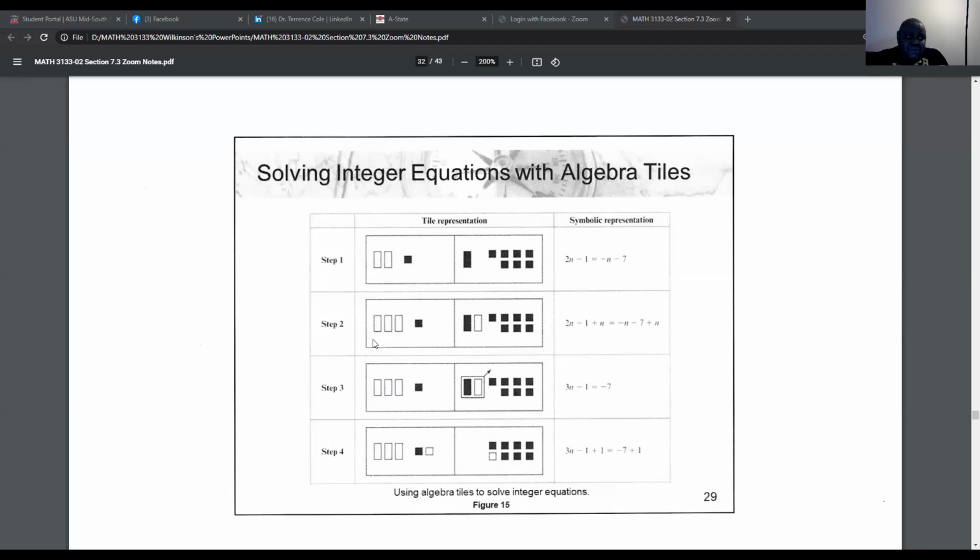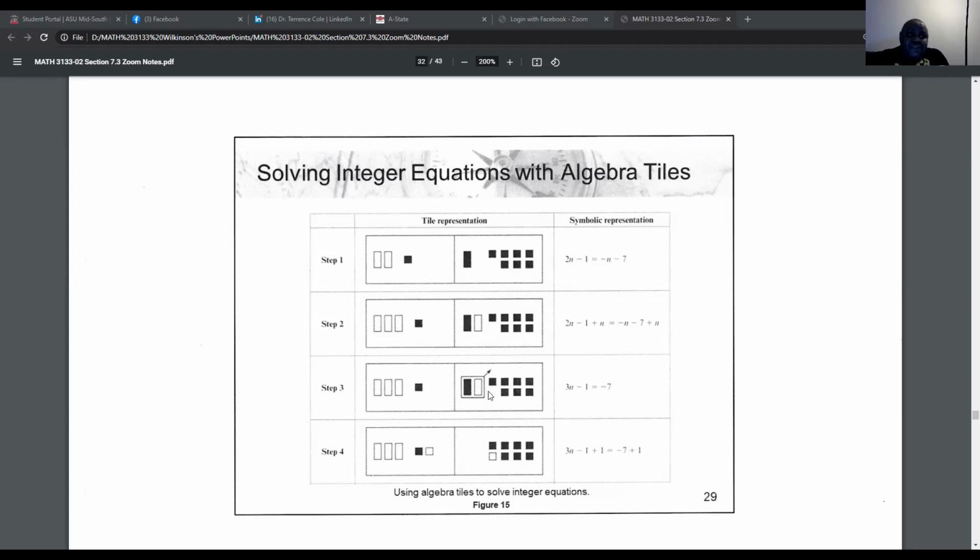Now, here's step number 2. As you can see here, I'm adding 1 white n tile to each side of this equation because, as you're going to find out in this next step, I'm going to create a 0 pair. Okay, so that represents 2n minus 1 plus n equaling negative n minus 7 plus n. Here I'm adding n to both sides of the equation in order to get the variable on one side.